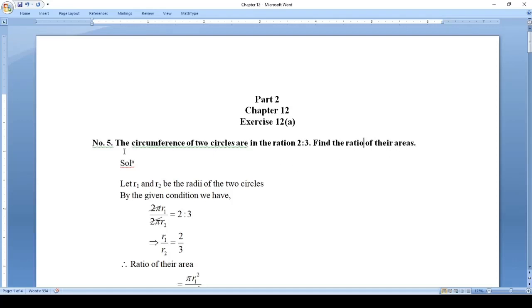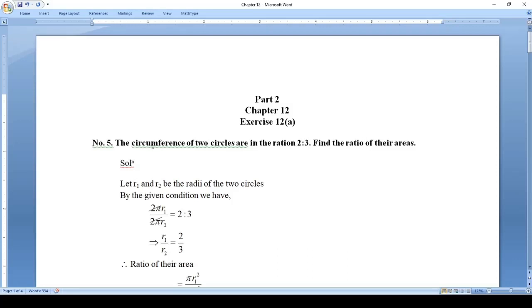Now in a circle, if r is the radius, what will be its circumference? Circumference will be given by 2 pi r. And what is the area? Pi r square. Those are the formulas for the circumference and the area of a circle. Now there are two circles, and let us denote the radii of the two circles by r1 for the first circle, r2 for the second circle.